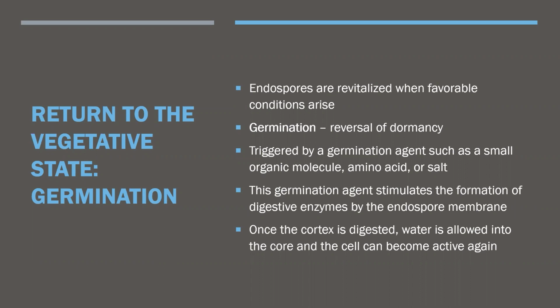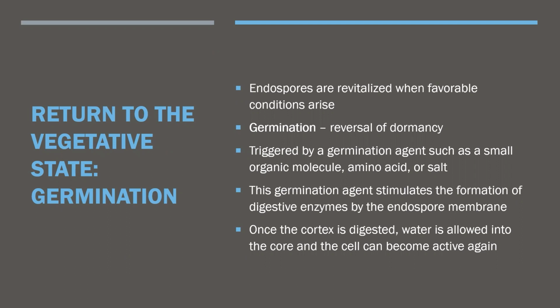This can be triggered by a variety of agents. It depends on the cell what its exact trigger is, but it could be things like a small organic molecule, a particular amino acid that may be difficult to come by, or a salt. But whenever it senses that more of that is available, it will trigger going back through germination.